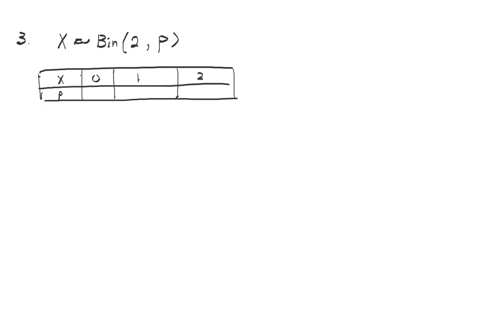Agree? So probability for X equal to 0 will be 2C0 P to the power of 0, Q to the power of 2. So this will be 1 times 1 Q. Oh, sorry, I shouldn't write Q to the power of 2, okay? I should write 1 minus P. By the way, whenever you see Q, it is 1 minus P. So I write down here 1 minus P.